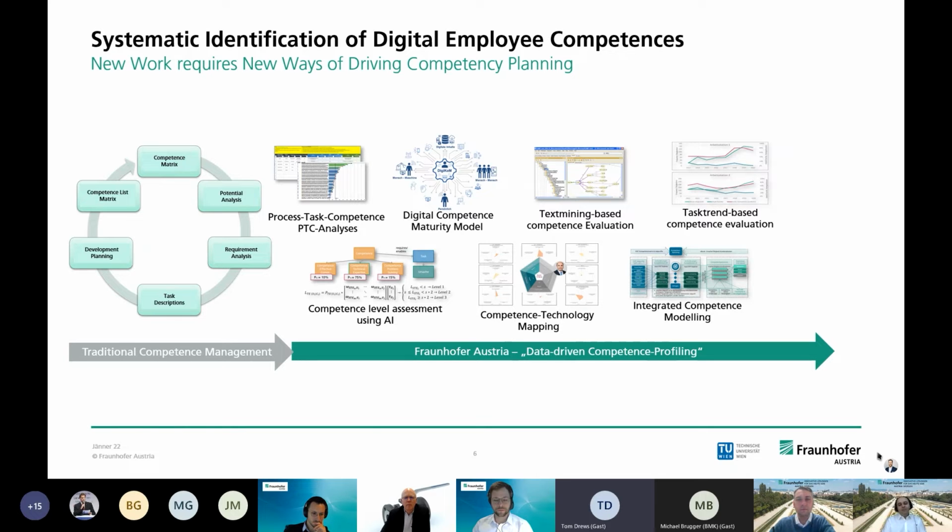the tasks. And by knowing the process and the tasks, we can identify what are the competencies to conduct those tasks, in fact, and to achieve the goals that we have defined in each step of the task and process that we have. So this is what we call process task competency analysis, in fact.